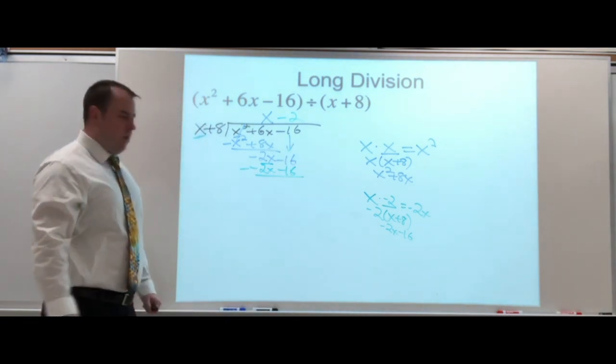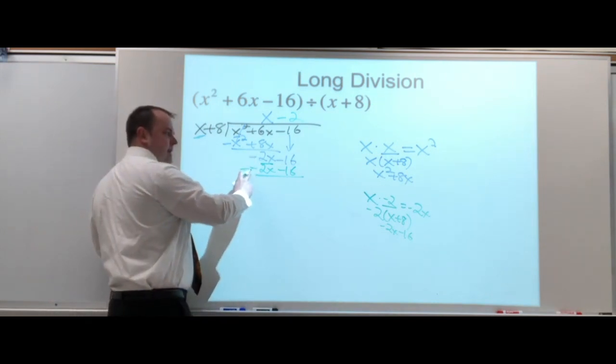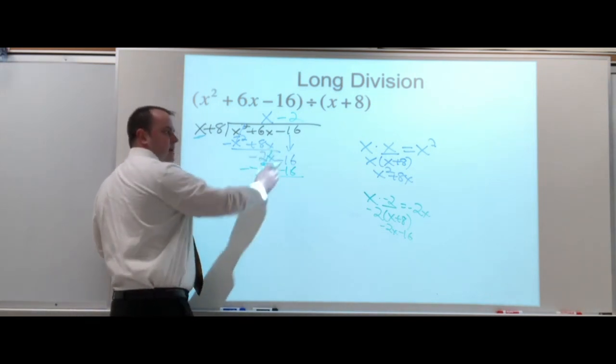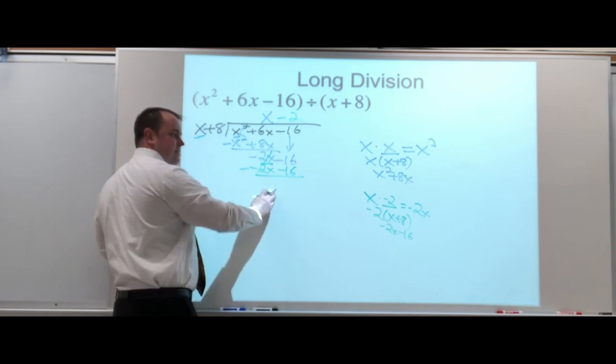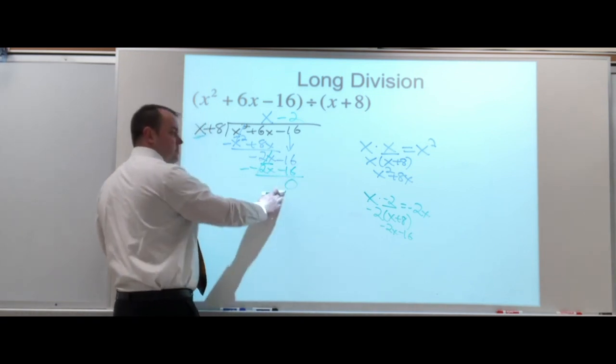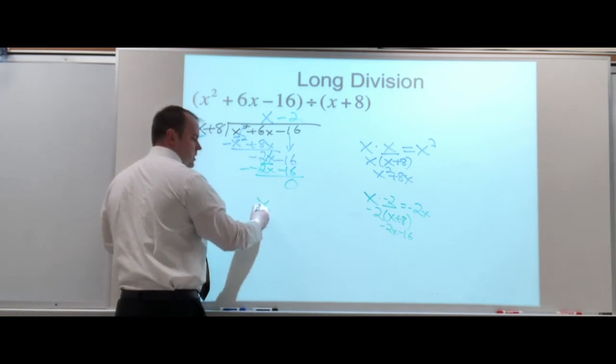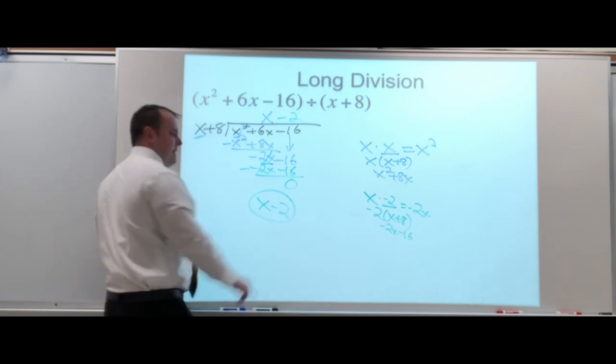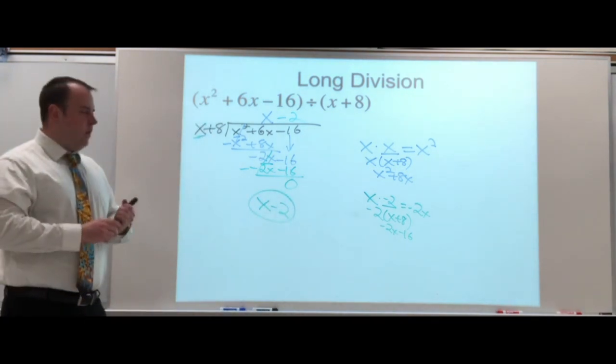Take your time and think about what we're doing. Negative 2x minus negative 2x cancels out. Negative 16 minus negative 16 goes to 0, so there is no remainder. X minus 2 is our answer for that one.